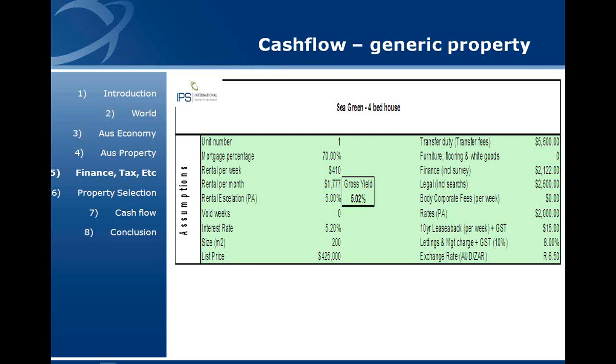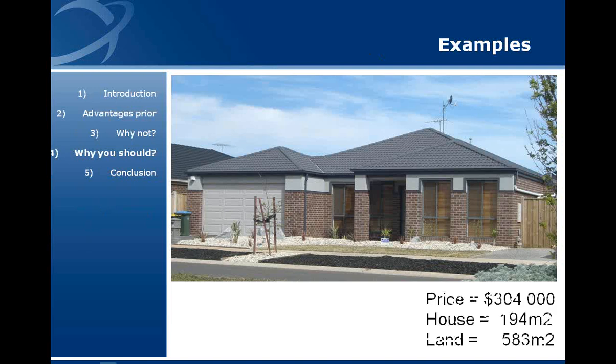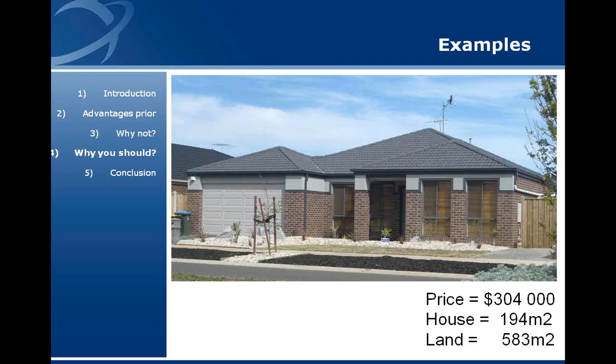Hopefully you've understood the importance of the numbers. Now to give you some examples. This here is a 4-bedroom home. Its price is, you're looking at $304,000. This is in Melbourne. It's a 194 square meter home. The land is on 583 square meters. So it gives you an idea of a really nice, affordable Australian home to the west of Melbourne.